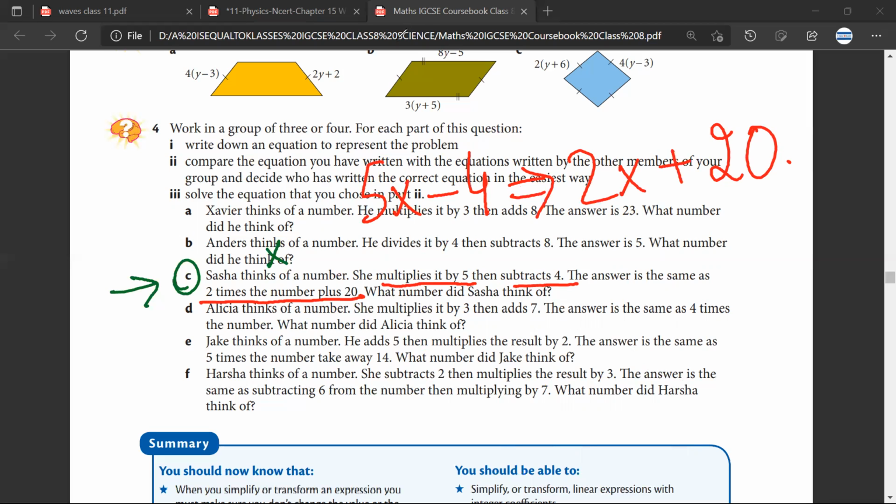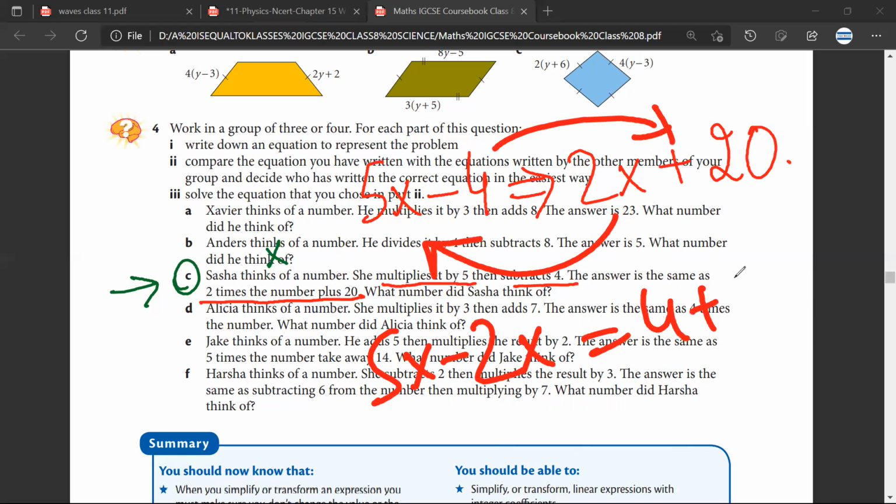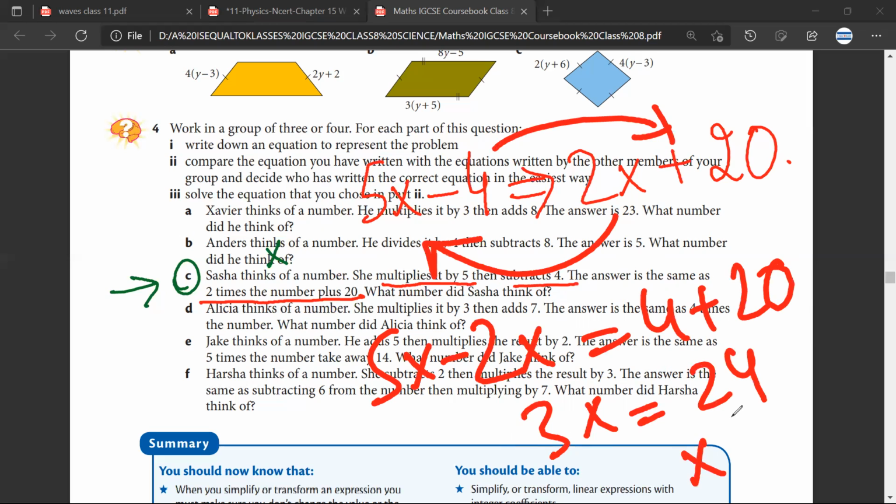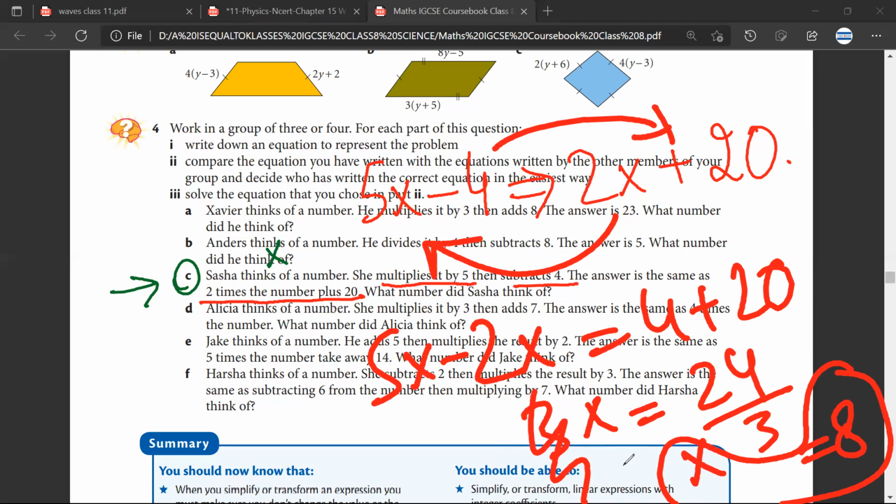Mr. Sarthak, how should I solve this? So minus 4 will go to the right hand side and 2x will come to the left hand side. So 3x equals 24. Then x equals 24 upon 3. So x equals 8. So tell me, any doubt? No, sir.